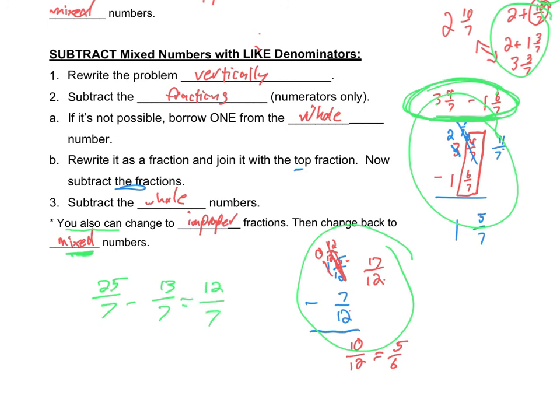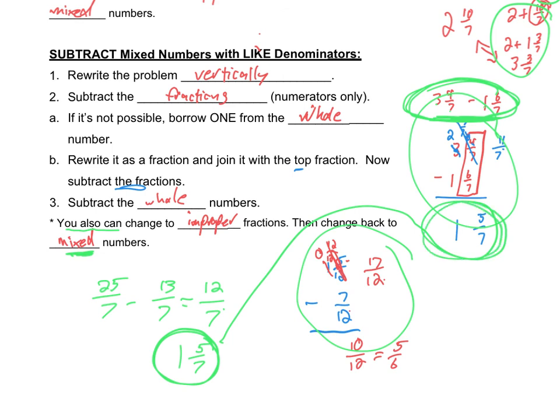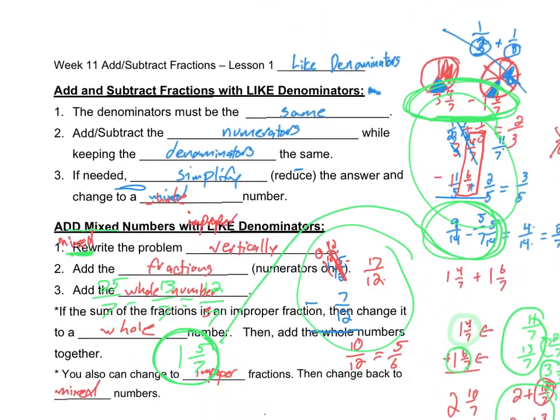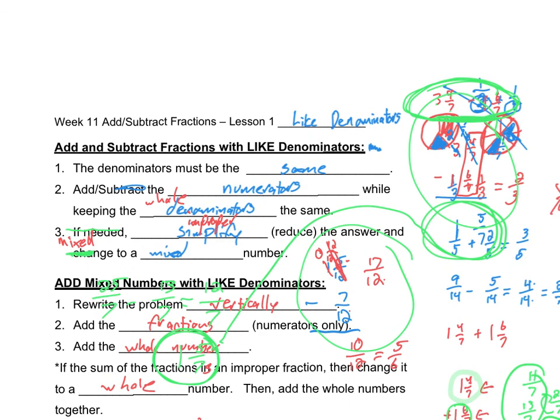And then we need to change this back to a mixed number. 7 goes into 12 one time with a remainder of 5. So my answer is 1 5/7. So my answer here did match my answer over here. It's just going to take you longer, especially when you get to bigger numbers. Okay, so that is how we add and subtract fractions with like denominators.